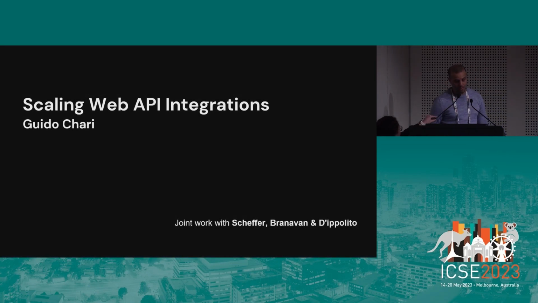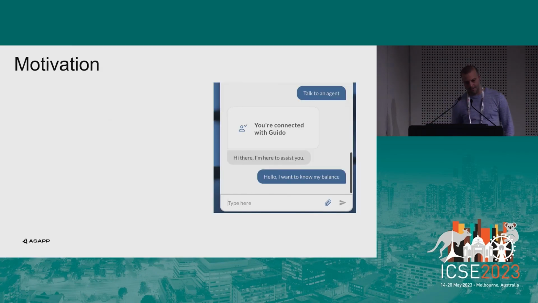So this is a joint work with my colleagues at ASAPP, Sheffer, Branavan, and Ippolito. And as I said, this work was developed under the context of ASAPP, a company that sells AI solutions to enterprise businesses or companies. And to motivate the problem we aim to solve, I will start in the next few slides simulating a conversation between an end user of one of these enterprise business companies, an imaginary one, and a contact center agent. And as you can see, the end user wants to know his or her account balance.